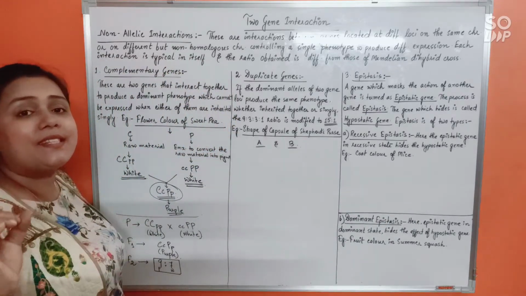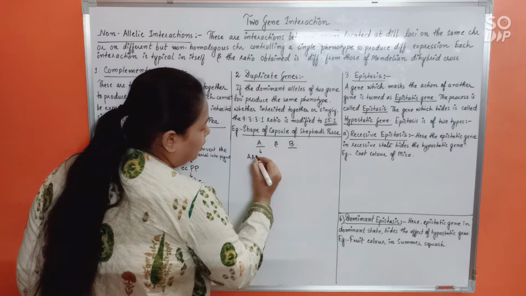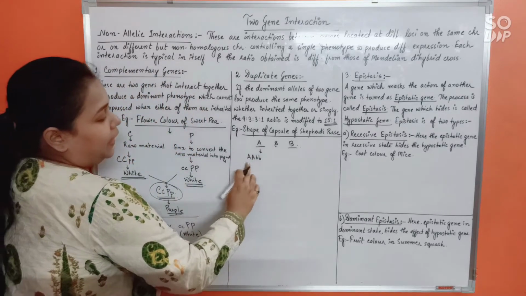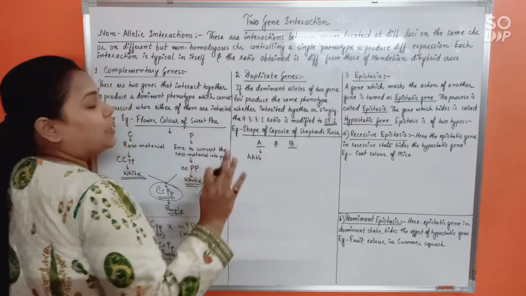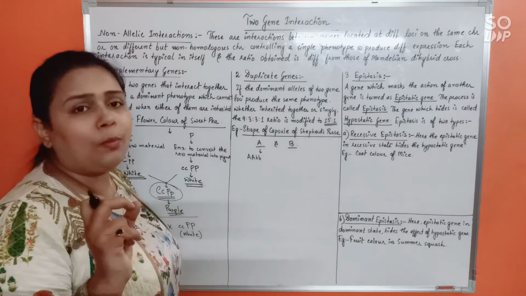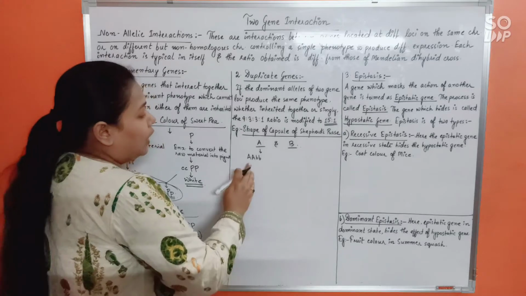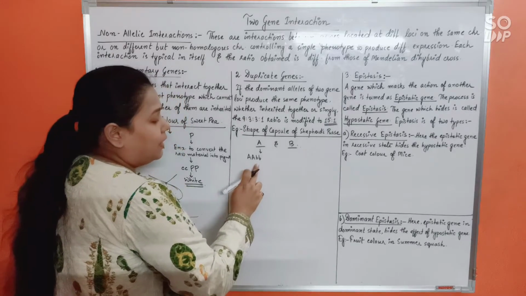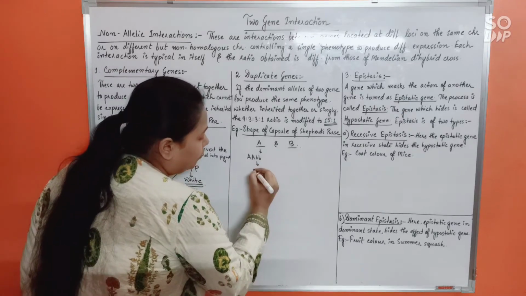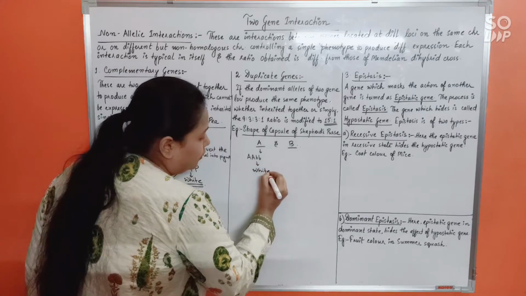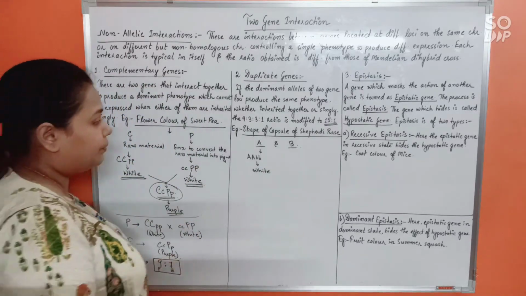A, when inherited singly, means either like this, or you can even write capital A, small b as well. If one dominant allele is present, that means that gene has been inherited. So if gene A is inherited singly, suppose it produces a white phenotype. This is just for you to suppose. I'll give you the example later on.